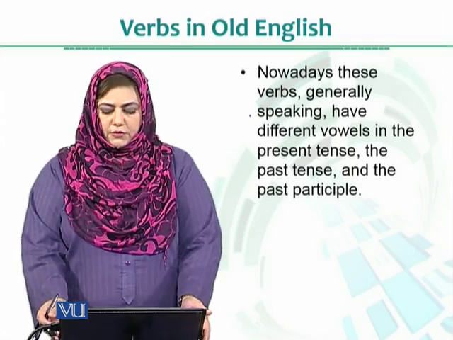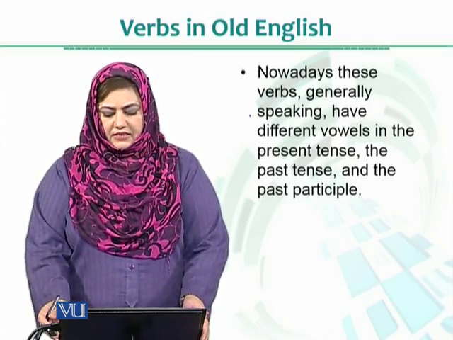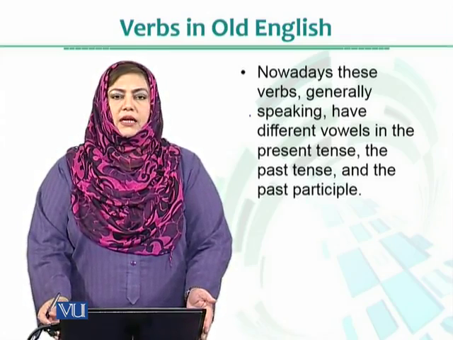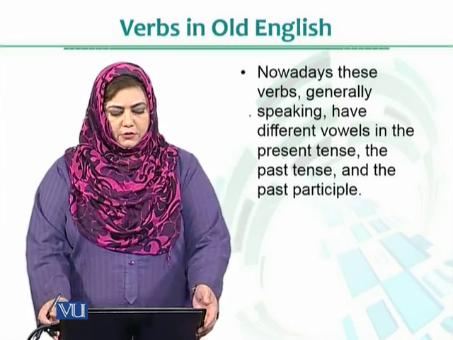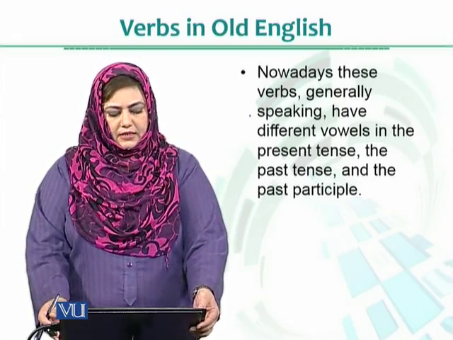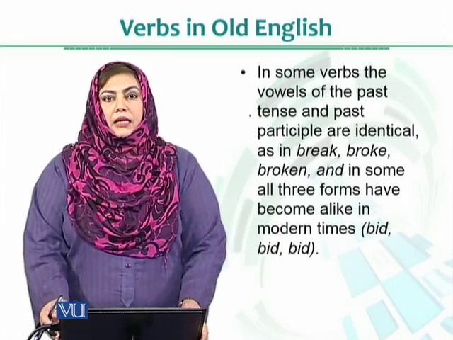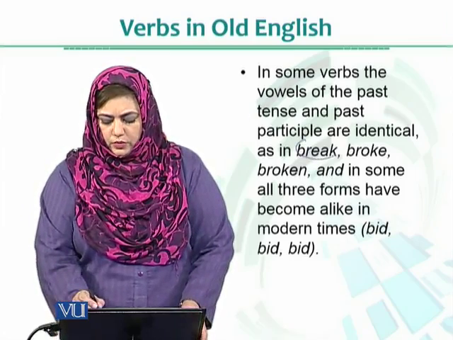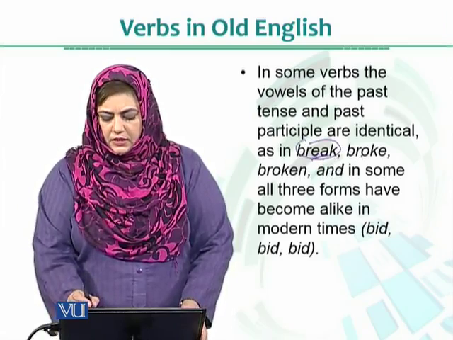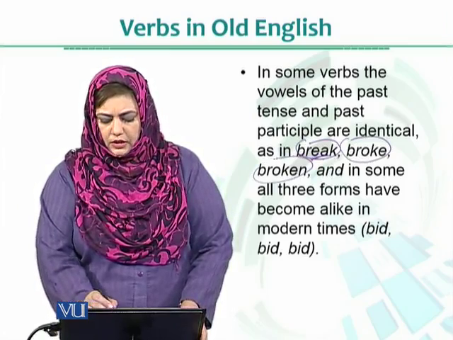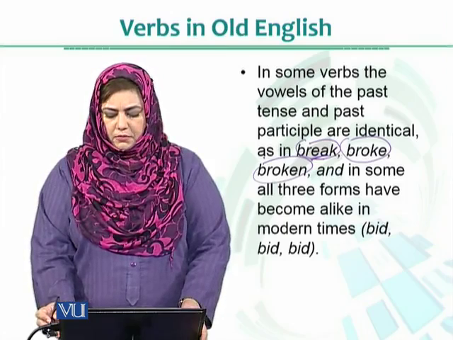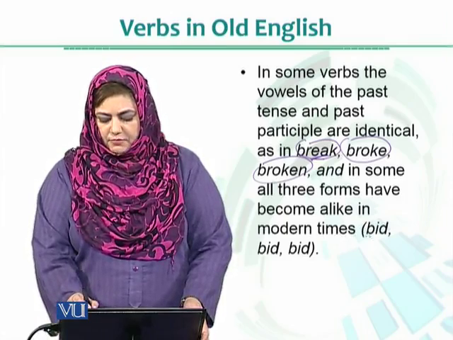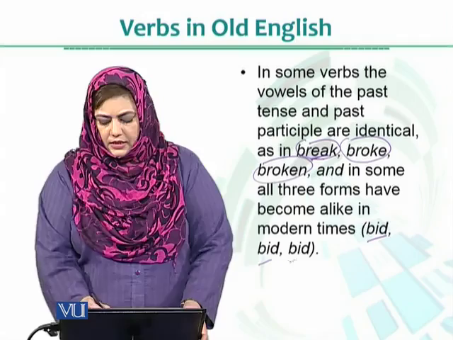Well, nowadays these verbs, generally speaking, have different vowels in the present tense, the past tense, and the past participle. As I assume you know, the vowel sounds have changed with the passage of time, so this change is reflected in the verbs as well. In some verbs, the vowels of the past tense and past participle are identical. Please notice on the screen the word break. This is a verb. Notice the forms broke and broken. Again, strong verb, irregular verb. In all these three forms, they have become alike in modern times in some verbs. For example, bid, bid, and bid.